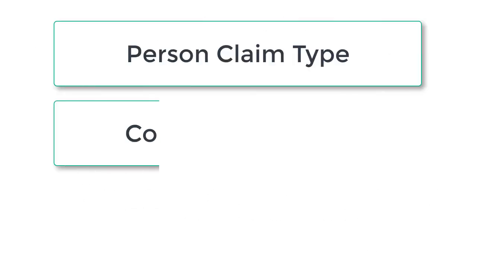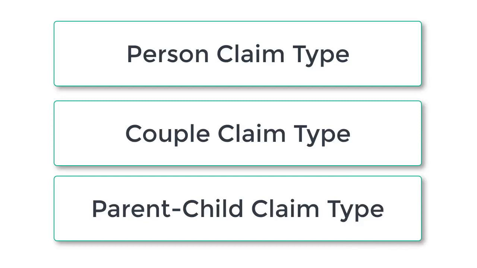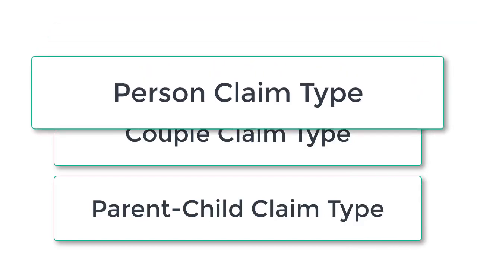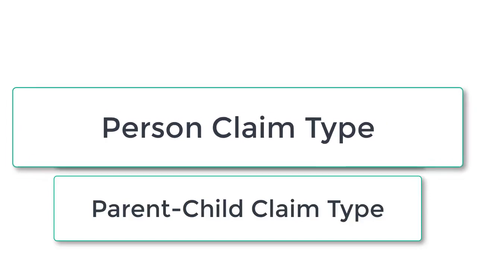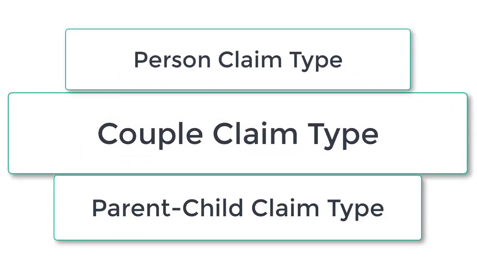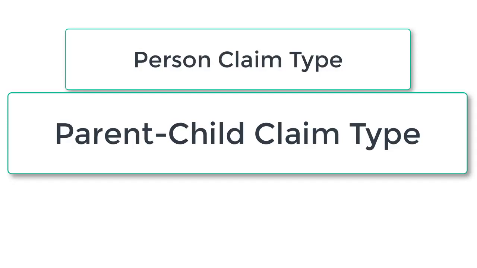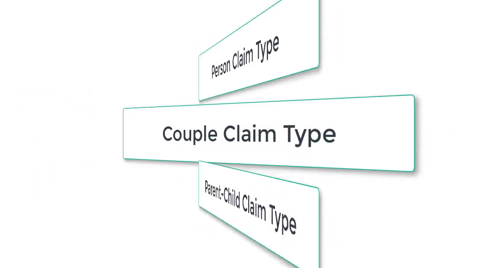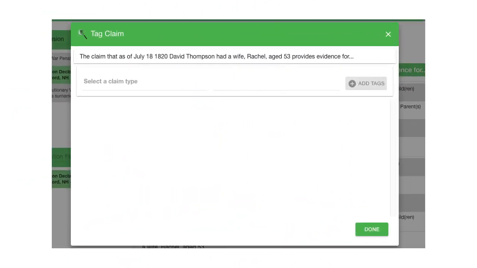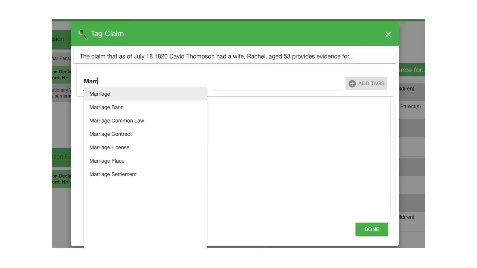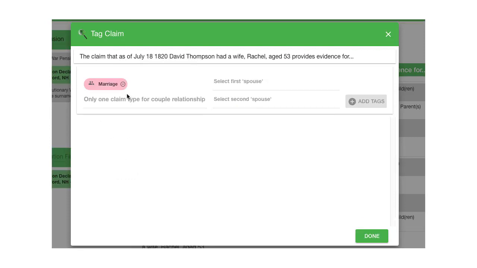In Evidentia 3, we introduced the concept of claim type modes. A claim type can apply to an individual, a couple relationship, or a parent-child relationship. Let me show you how this applies to the claim tagging process. If we open the Tag Claim screen and select the marriage claim type, Evidentia provides us two subject fields.